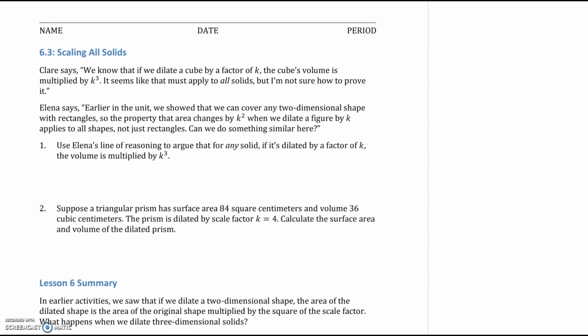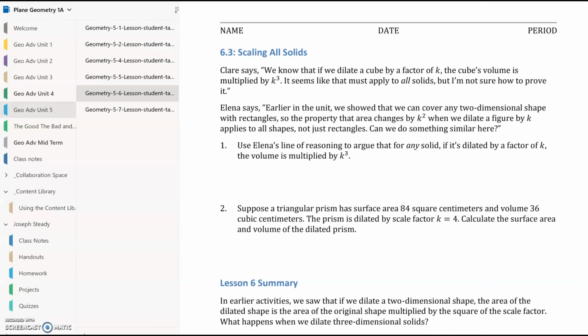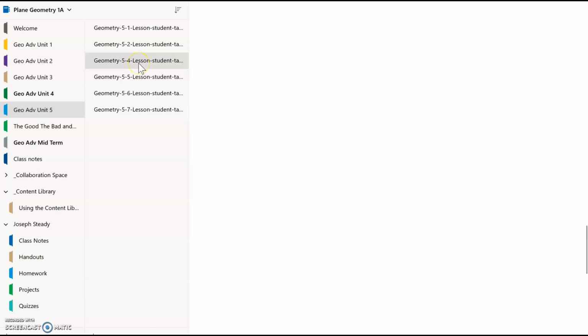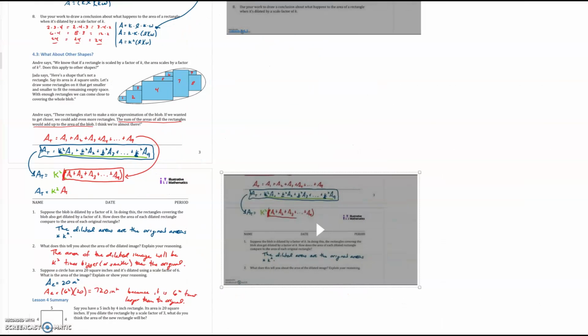So Claire says we know that if we dilate a cube by a factor of k, the cube's volume is multiplied by k cubed. And that's what we just saw in the previous video. It seems like that must apply to all solids, but I'm not sure how to prove it. Now, here's where we're going to pop back because Elena has a good idea. So we'll go back to this lesson.